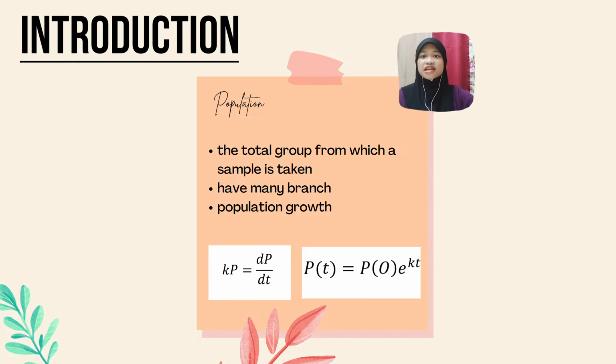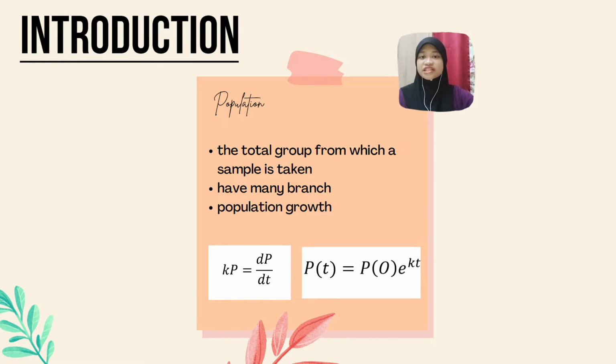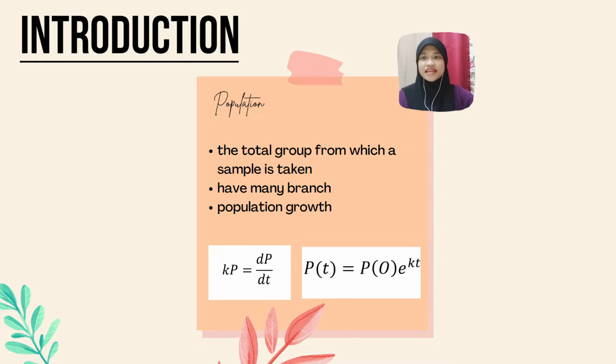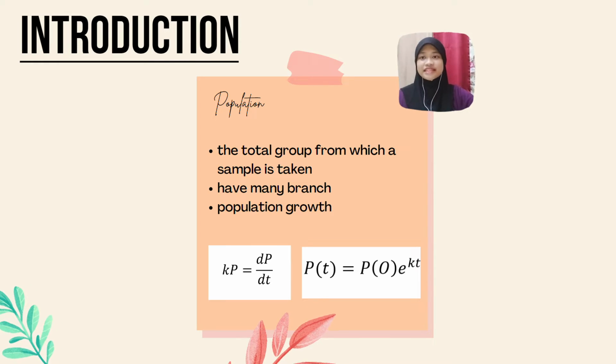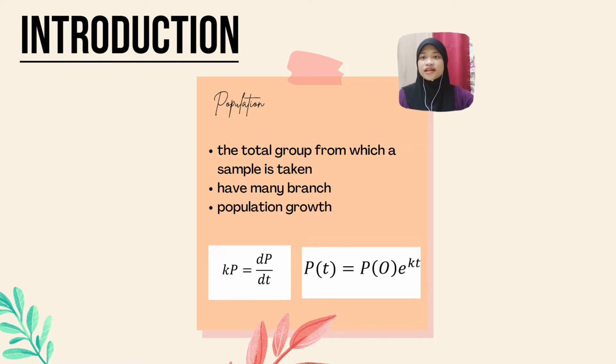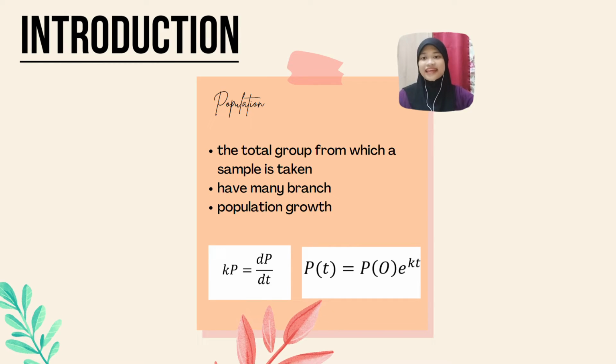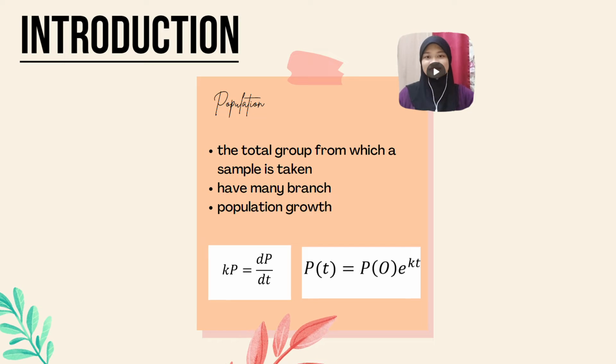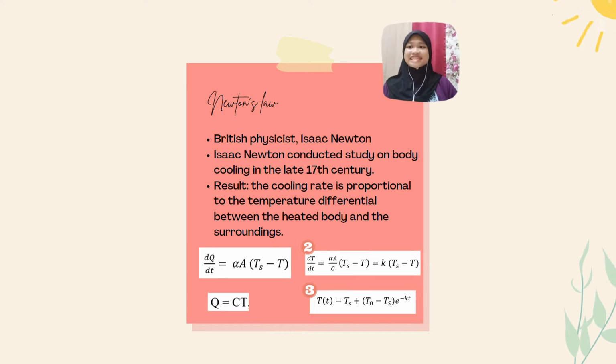The formula we can use to find population growth is Kp equal to dP per dt, or P of t equal to P0 times e to the power of Kt. For the second question, our group got a question related to Newton's law.